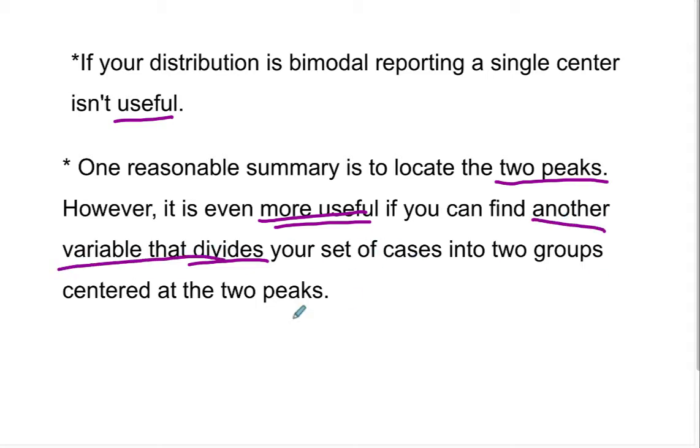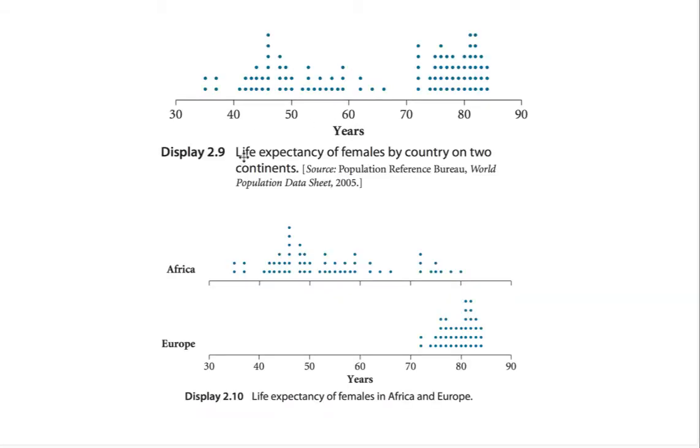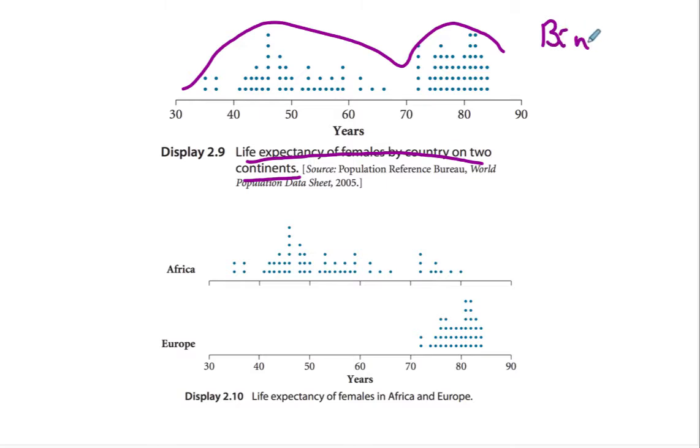So if we can divide these up into two graphs that are each unimodal, we could even learn more about our information. So I go back to my graphs here, and we're talking about life expectancy of females in two different continents. So why don't we divide these up by our two continents? I'm going to make one continent. Our first continent is Africa, and our second continent is Europe.